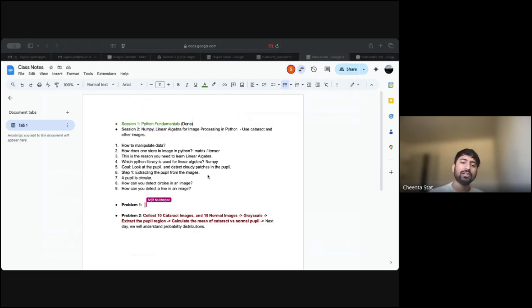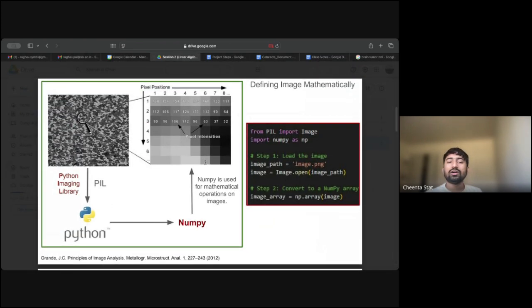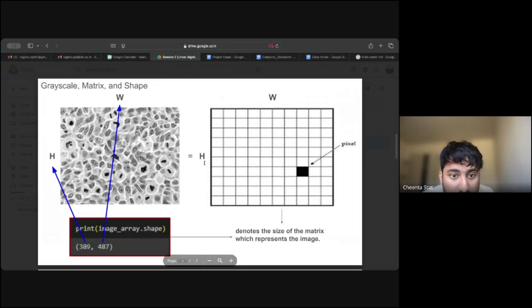So now coming back to linear algebra. This is what I wanted to do. Before that, go to the PDF file. Great. Now go to the next page. You can also print image array.shape. You can find out the image shape, right?